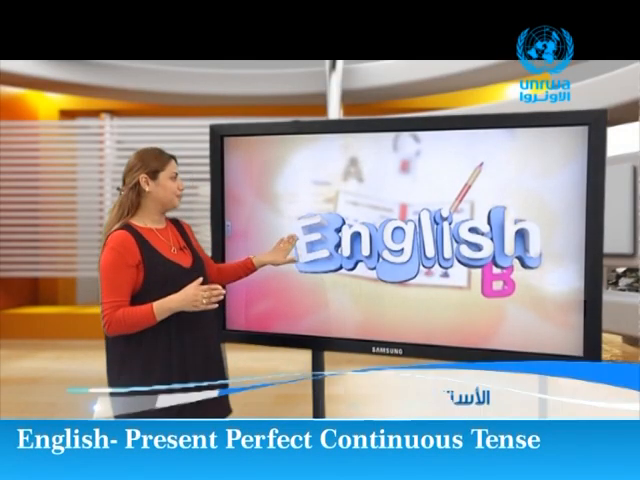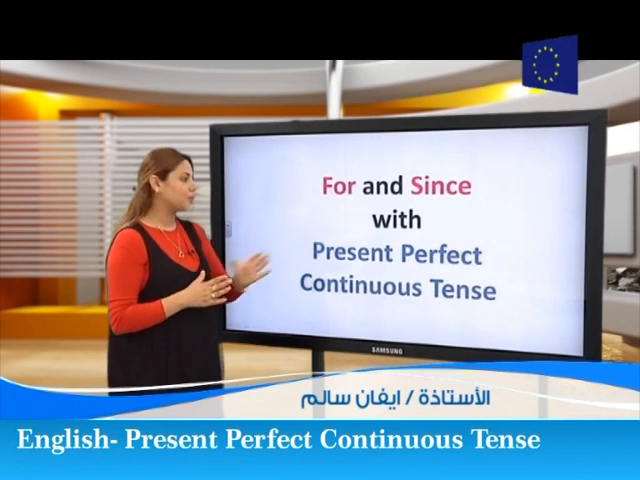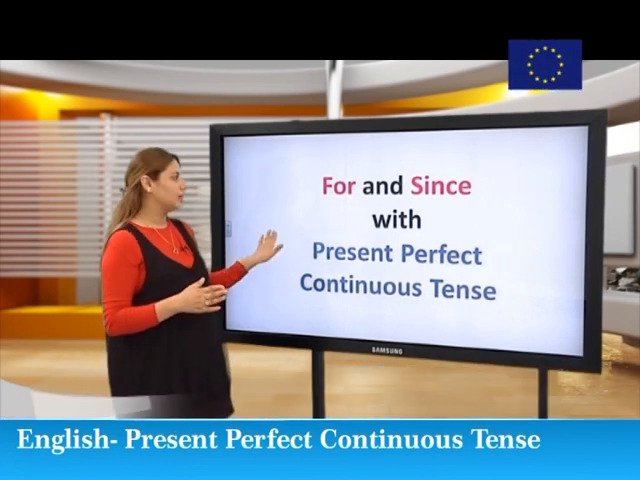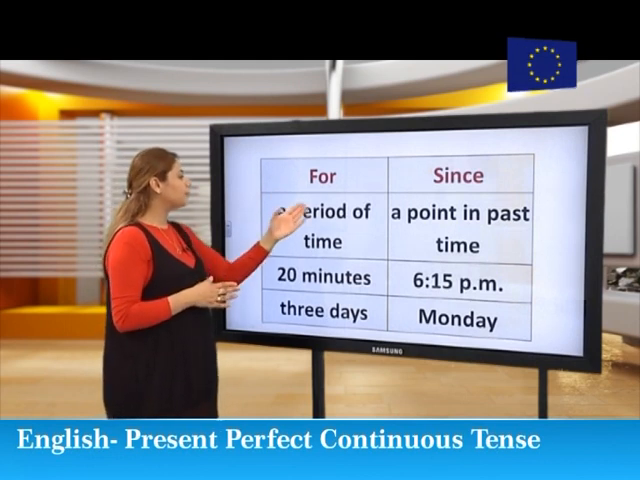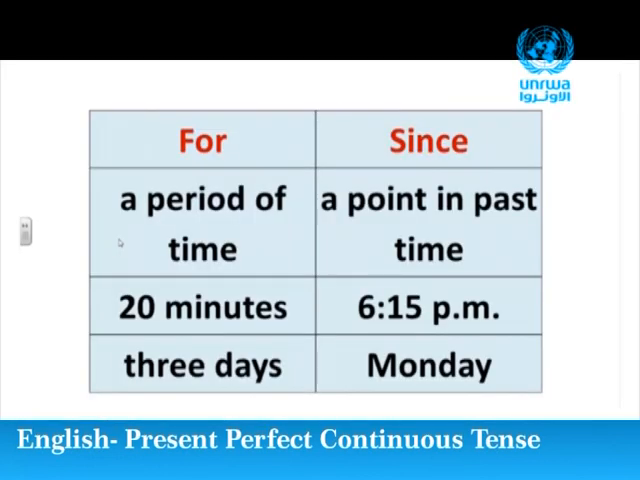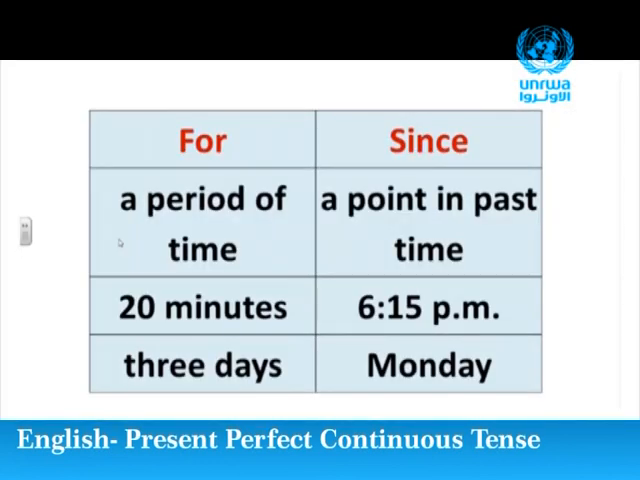Welcome back. For and since with the present perfect continuous tense. For is used for a period of time. Since is used for a point in the past. Let's take some examples. For 20 minutes. For 3 days. Let's go to since. Since 6:15 p.m. Since Monday.